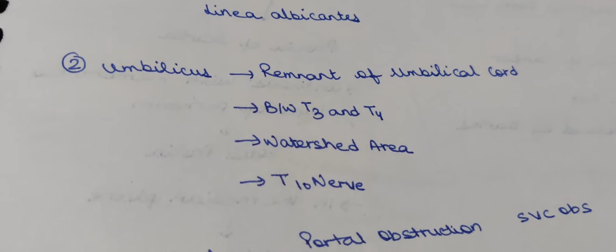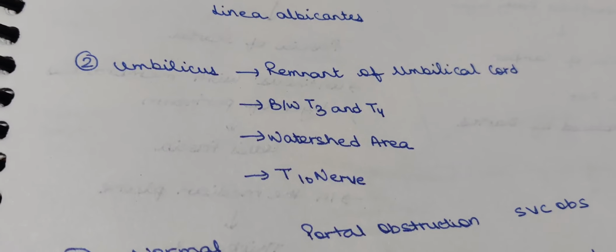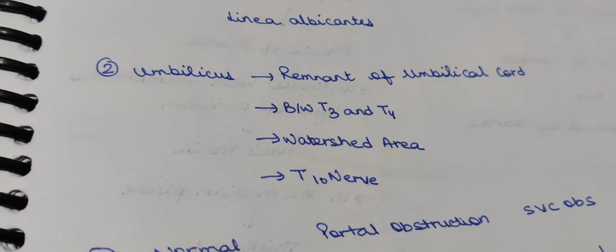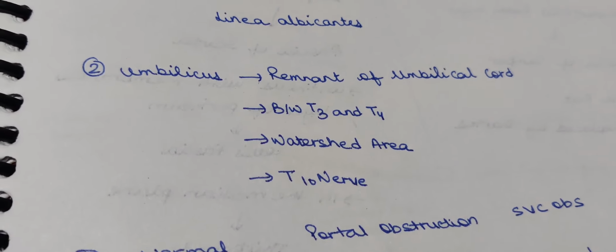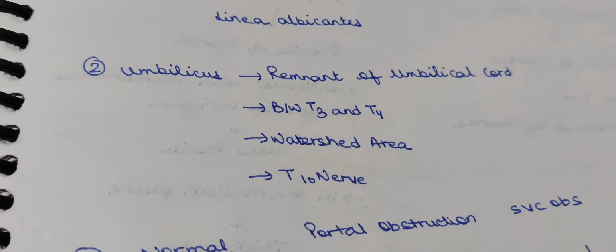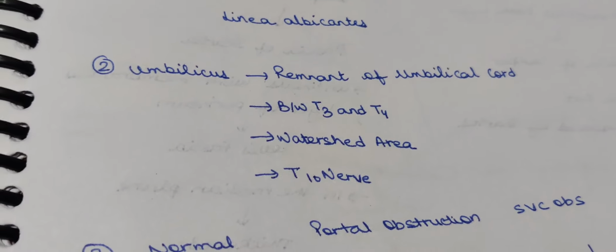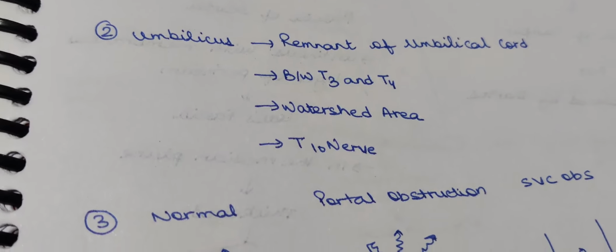Umbilicus is the remnant of the umbilical cord. It lies between the level of T3 and T4 vertebrae. It is a watershed area, which means that the lymphatic and the venous drainage direction of these both is in the upward direction above the umbilicus and in the downward direction below the umbilicus. Umbilicus is supplied by T10 nerve.